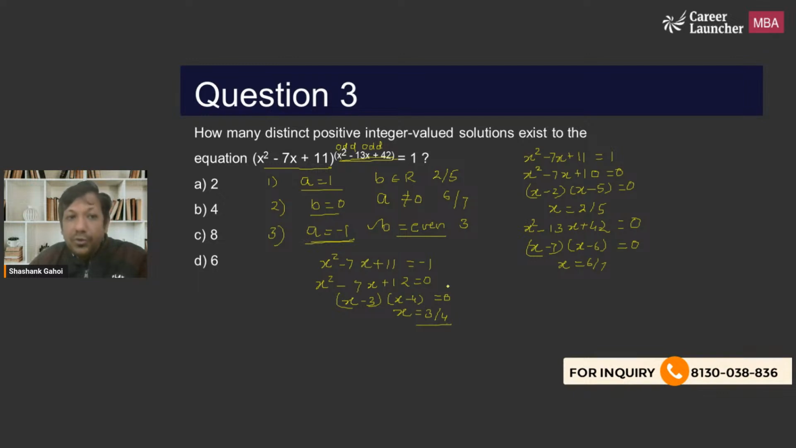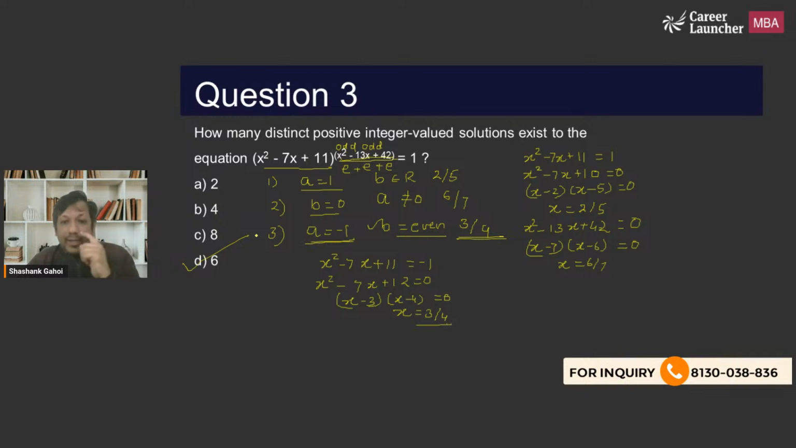Right, if I put x equal to 4, so 4 square is even, 13 into x is even, 42 is even, even plus even is going to be even. So basically 4 also satisfies all the conditions. It means the number of possible roots is going to be 6.